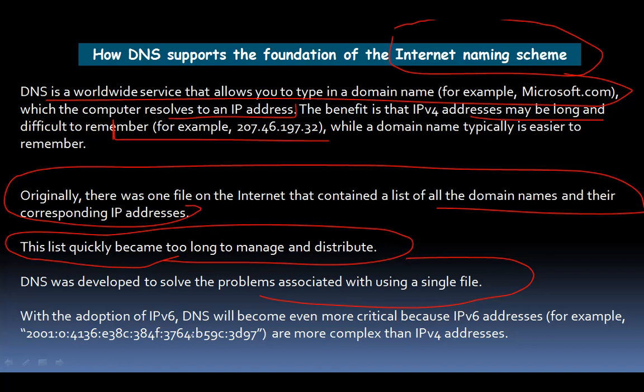And with the adoption of IP version 6, DNS will become even more critical, because an IP version 6 address is 128 bits long, whereas IP version 4 is 32 bits, so IP version 6 addresses are more complex. So this is how it works: we type microsoft.com, it resolves to an IP address, and only then can we access that site.